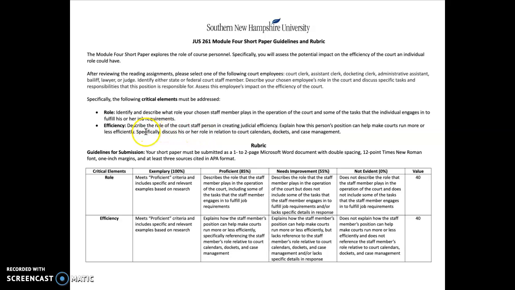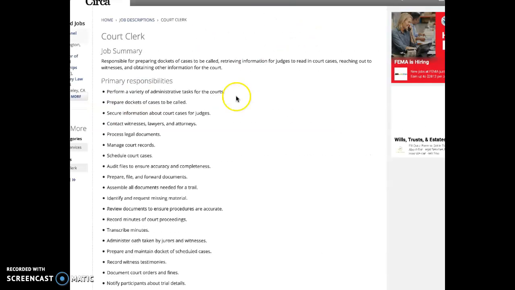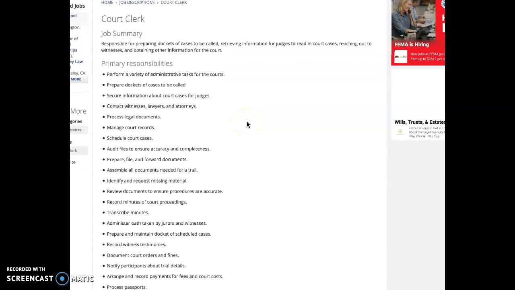So that's going to be the second part of this, is the efficiency. How does this person help with the efficiency of the court system itself? So let's take a quick look. For example, let's say I was going to do my role on a court clerk, okay? So here's a general description of a court clerk. Responsible for preparing dockets of cases to be called, retrieving information for judges to read in court cases, reaching out to witnesses, and obtaining other information for the court.